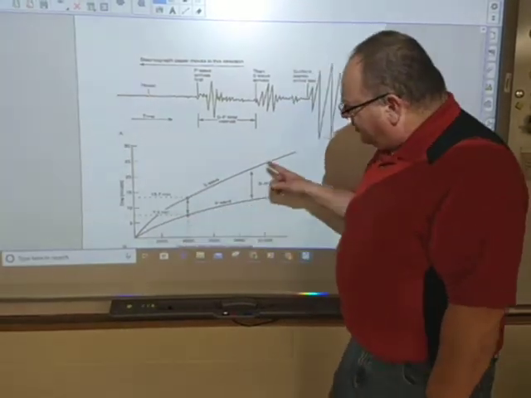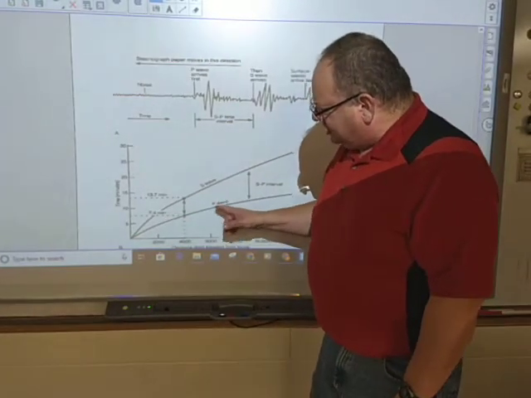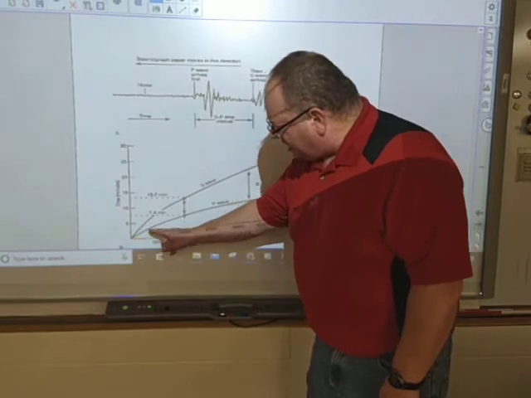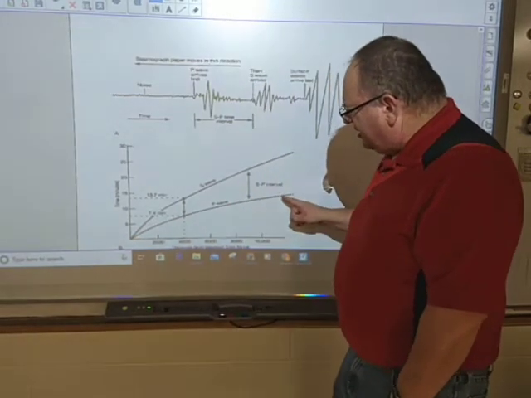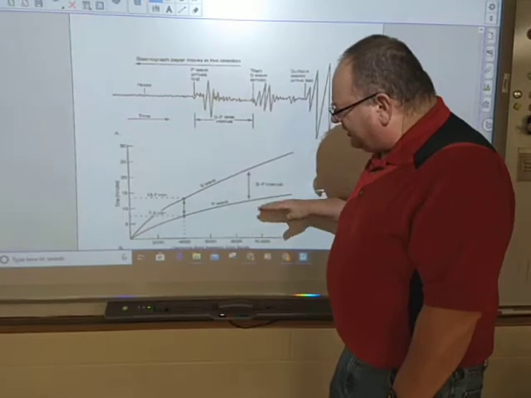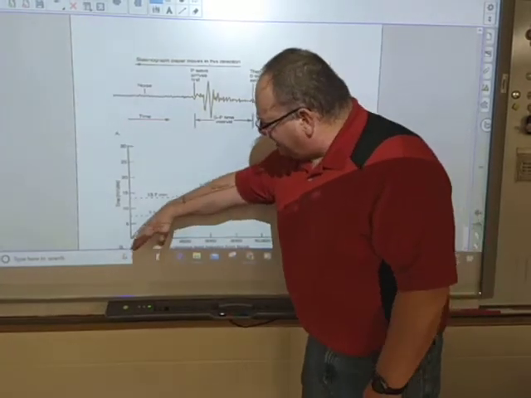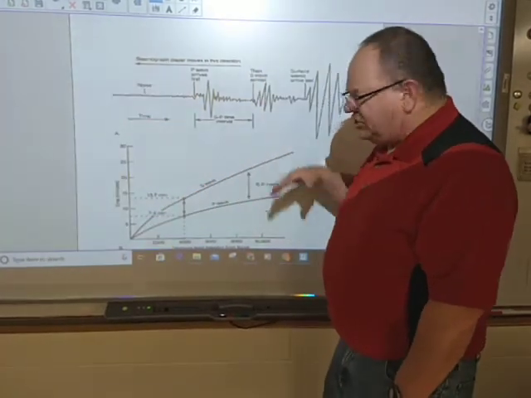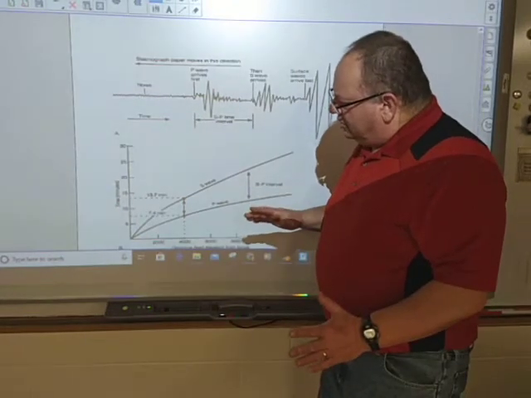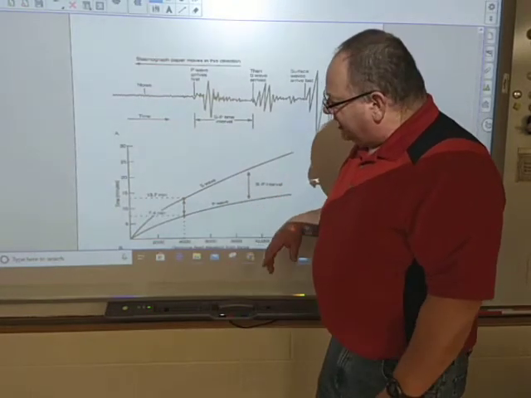And if you look at this, if I just pay attention to the P waves, you see that the P waves start out moving like this, and then the slope of the line changes a little bit. Here's the S waves, starts out steeper, and then the slope changes. That's what I was talking about on the last page.